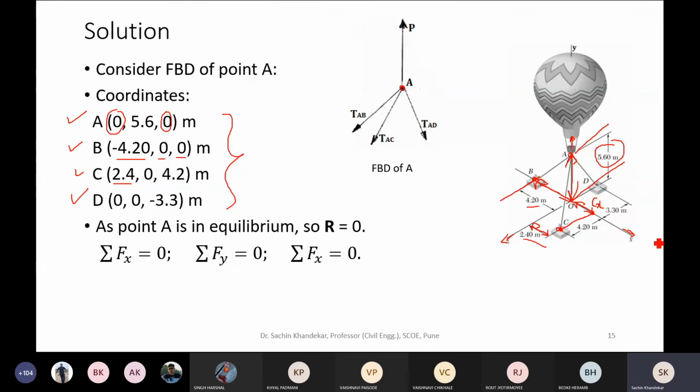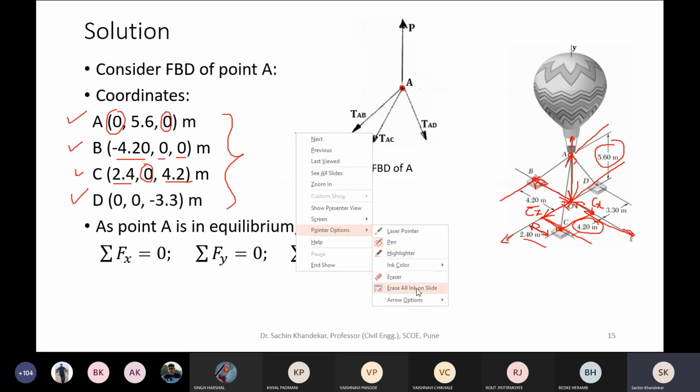What about y coordinate? Fine, as point C is located in xz plane, so no doubt y coordinate is 0. What about now z coordinate? To know the z coordinate, take the projection of point C onto the z axis. So this is your z axis. So suppose the projected point is this, Cz. Then measure the distance between point O and Cz, which is 4.2 meter, of course with plus sign. Right? Okay.